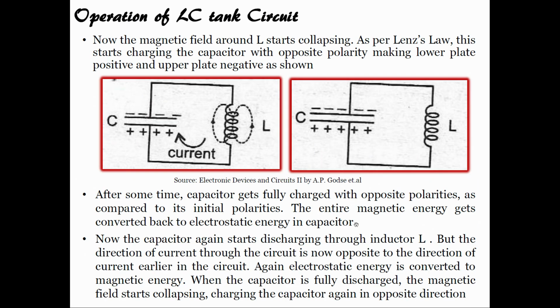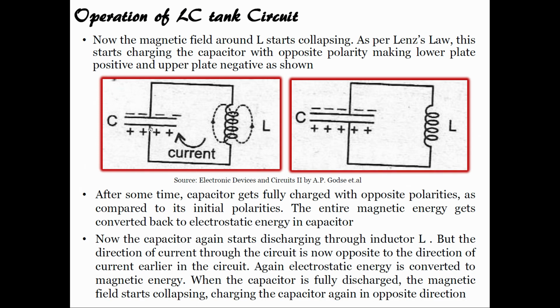Now, when the magnetic field around L starts collapsing, what will happen? As per Lenz's law, it charges the capacitor with the opposite polarity, making the lower plate more positive and the upper plate negative. Again after some time, when the capacitor is fully charged, it will start discharging with opposite polarities compared to its initial polarities. Initially it was plus on the top plate, minus on the bottom plate. Now, it is plus on the bottom plate, minus on the top plate.